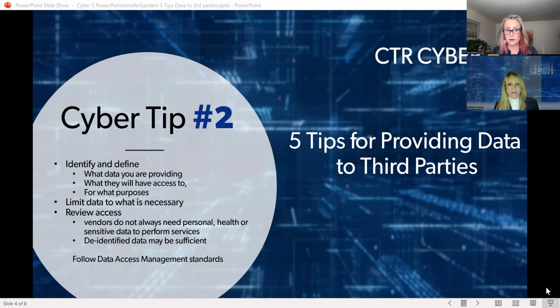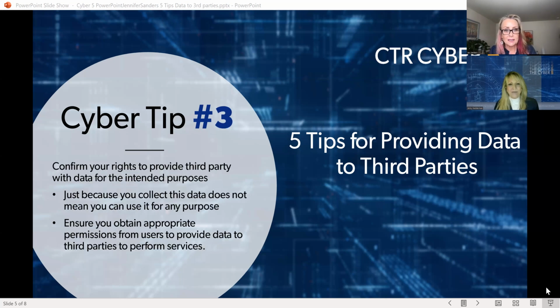So even though you're giving it to a third party for the contracted use, as the entity that collected the data, you are responsible for it. You and your role, your function, your entity, you are responsible for that data. So let's go to tip number 3.